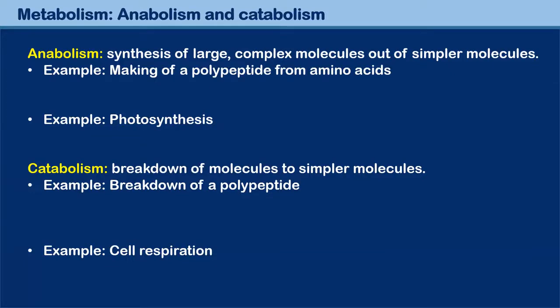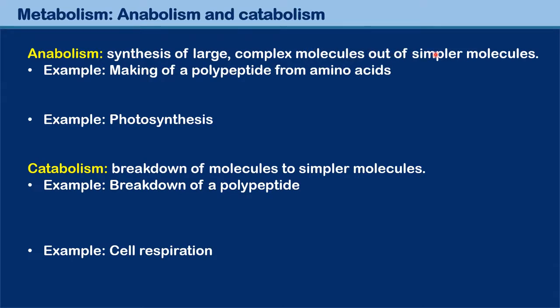All the chemical reactions that occur in a living thing or in a cell are referred to as metabolism. And there are two subcategories or subtypes of metabolism, namely anabolism and catabolism. I'm going to simply give examples of these here. First of all, anabolism is the synthesis, the making of large complex molecules out of simpler molecules.